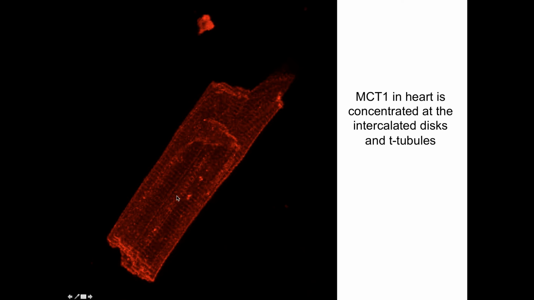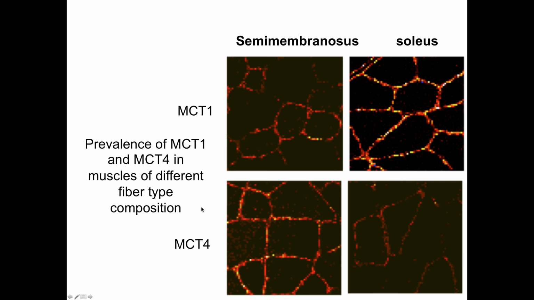here's a muscle fiber, a whole cell, and it has been shown that these MCT1s, in this heart cell, are concentrated around the intercalated discs and the T tubules, the transverse tubules. This also shows different forms, MCT1 and MCT4, in the semimembranosus muscle and in the soleus muscle. These are cells, so this is the plasma membrane, and this is also the outside of the plasma membrane. This shows these monocarboxylate transporter proteins.